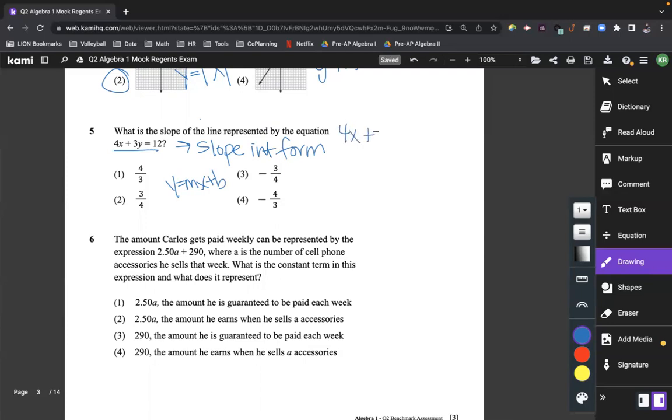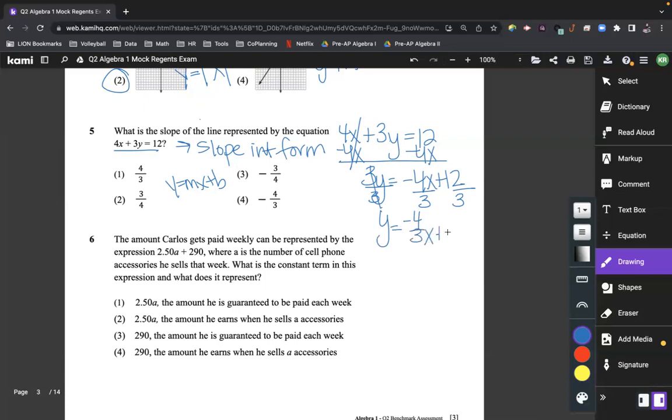So if I have 4x plus 3y equals 12, I need to get the y alone. So I'm going to subtract 4x from both sides. 3y is now equal to negative 4x plus 12. Divide all terms by 3. y equals negative 4 over 3 x plus 4. 3 does not go into 4, so I can leave it as a fraction. 3 does go into 12, which is 4.